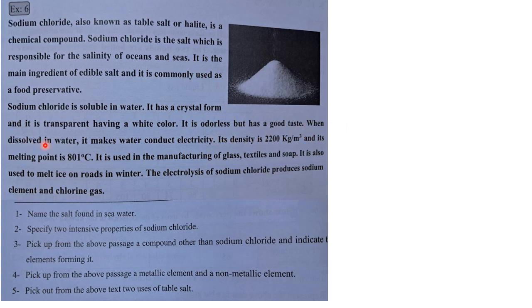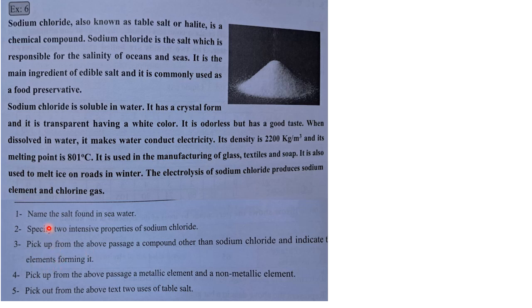When dissolved in water, it makes water conduct electricity. Its density is 2,200 kilogram per meter cube, and its melting point is 801 degrees Celsius. It is used in manufacturing of glass, textiles, and soap. It is also used to melt ice on roads in winter. The electrolysis of sodium chloride produces sodium element and chlorine gas.